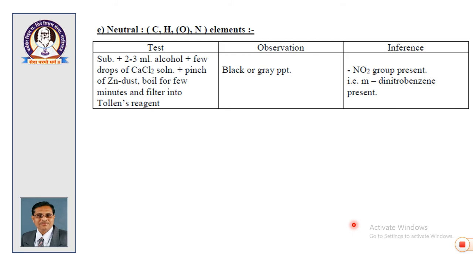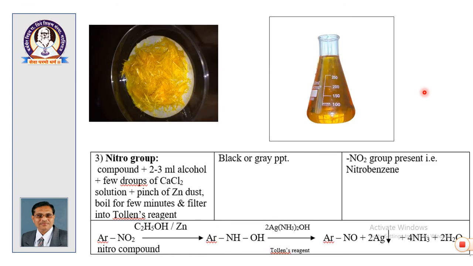Then for CHON elements, neutral compound, there are two or three possibilities. Substance plus 2 ml alcohol plus a few drops of CaCl2, a pinch of zinc dust, boil for a few minutes and filter into Tollens reagent. A black or grey precipitate means the NO2 group is there. The NO2 group containing compound is m-dinitrobenzene. It is solid in nature, has nitrogen and has a pale brown color. So, if your compound is solid and contains a nitro group, then it is m-dinitrobenzene. If it is liquid, then it is nitrobenzene. The same test is there, and the reactions are also given in the chart.